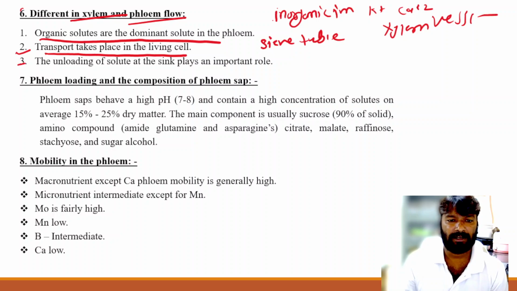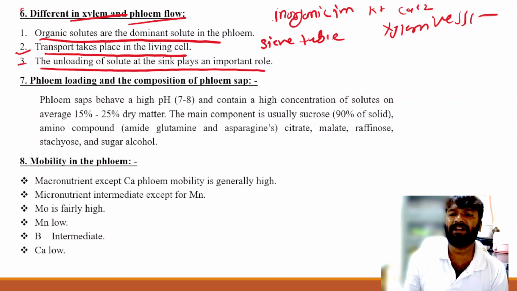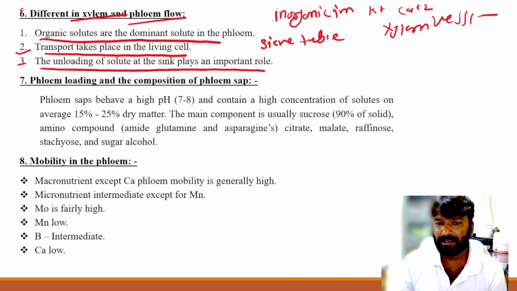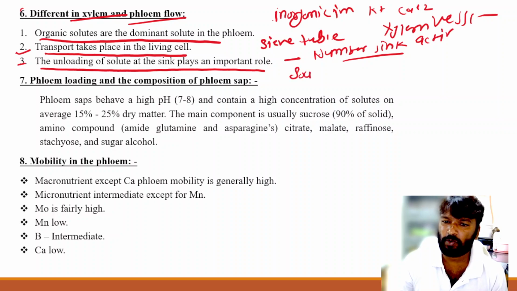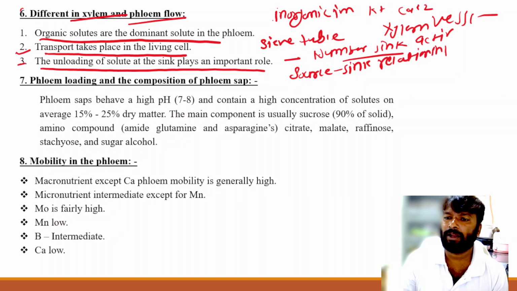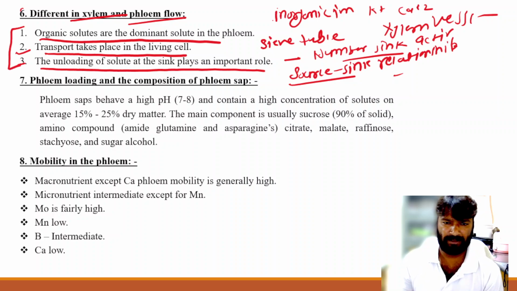Okay, third, the unloading of solutes at the sink plays an important role. This depends upon the number of sinks and the sink activity. That's why it is known as source sink relationship. So these are the three differences between the xylem and phloem transport.